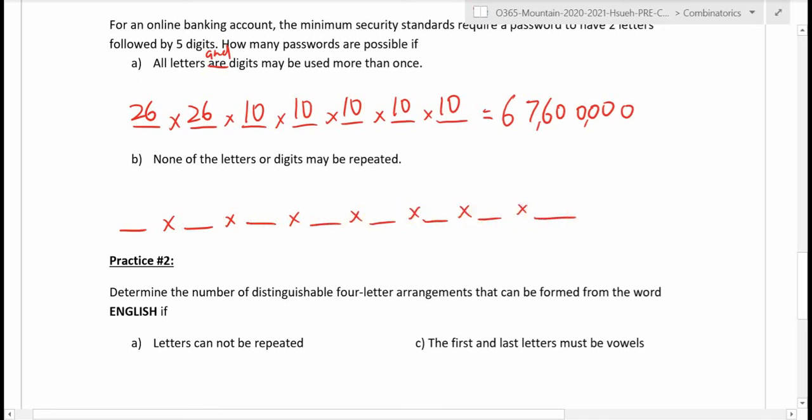Okay, same thing. The first two placeholders are letters, so I have 26. Since I cannot use them once again, I only have 25 letters left. I have 10 digits to start with, and I'm going to decrease by 1 each time as I used 1 already. And again, all you need to do is put this into a calculator, and I believe you should get 19,656,000 possibilities.